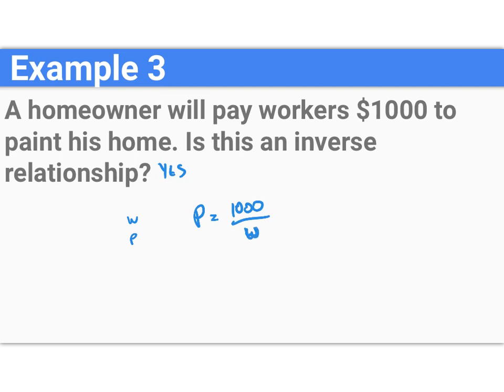the pay stays the same. So if it was one painter, it'd be $1,000 divided by one. If it was two painters, it'd be $1,000 divided by two. If it was three painters, it'd be $1,000 divided by three. So the difference, or the rate, is changing for each amount of painters. So the more painters there are, the less the pay will be.